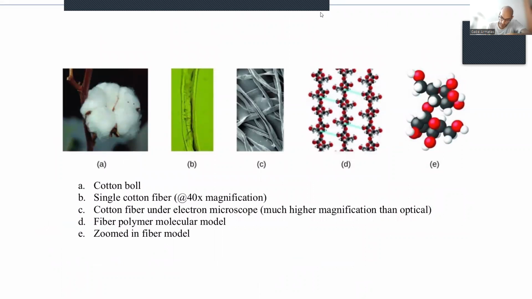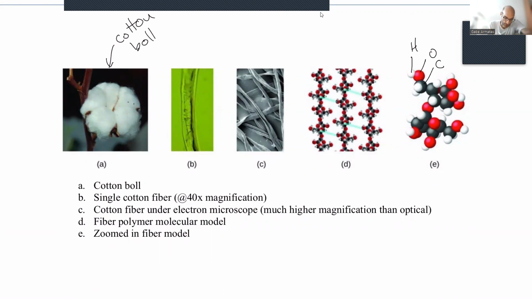Actually, if we look all the way over at E to start, this right here is an oxygen atom, this is a hydrogen, and this is a carbon. This thing right here is a particle of this fiber of cotton. This is what we would see with our naked eye. So this is a cotton ball, or boll, as we would say, that's directly off of the branch.